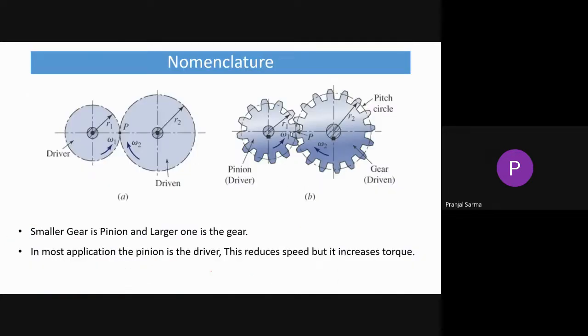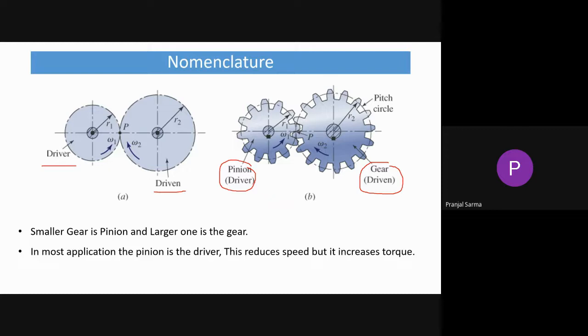Now I have actually given you the video where I explained the gear nomenclature, but as people have not gone through it properly, once again we need to discuss it here. As we have previously discussed, when two gears are in mesh, that is two mating gears, generally the smaller one we call the pinion, and that generally is the driver if nothing is said, and the bigger gear we consider as the gear, which is the driven member. Most of the time, the pinion is the driver and the gear is the driven member.